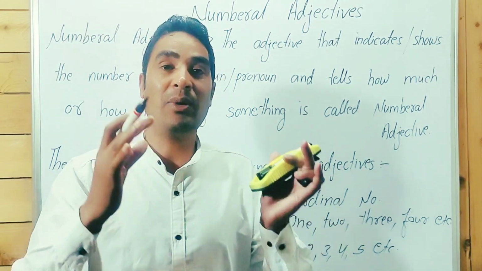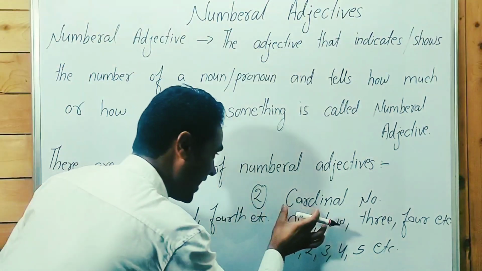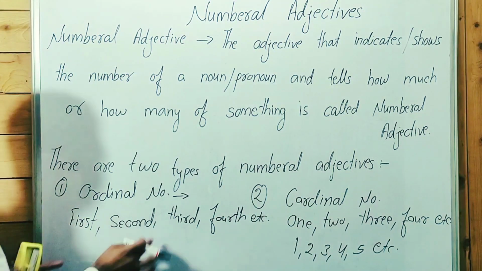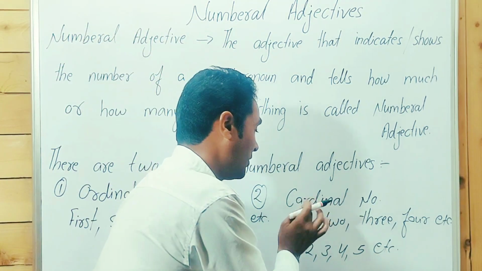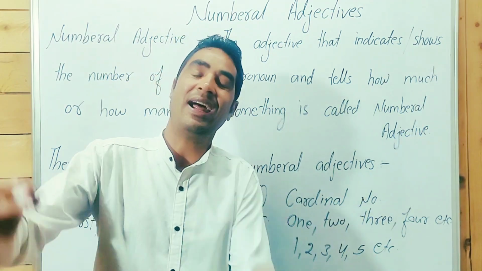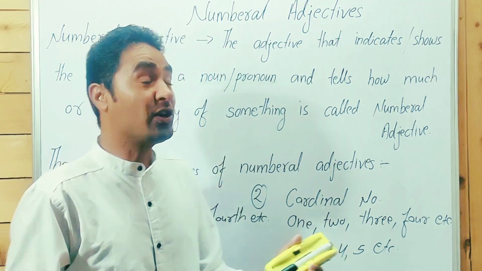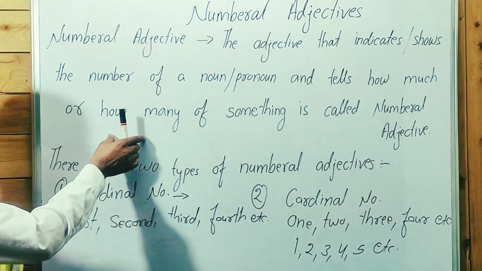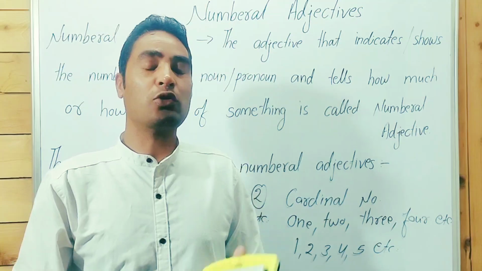Okay, cardinal numbers and ordinal numbers. First ordinal numbers, second cardinal numbers. Ordinal numbers: first, second, third, fourth, fifth, etc. And when we talk about cardinal numbers: 1, 2, 3, 4, 5, 6, 7, etc. I hope you understood. Guys, it's very important to learn about numeral adjectives and quantitative adjectives.